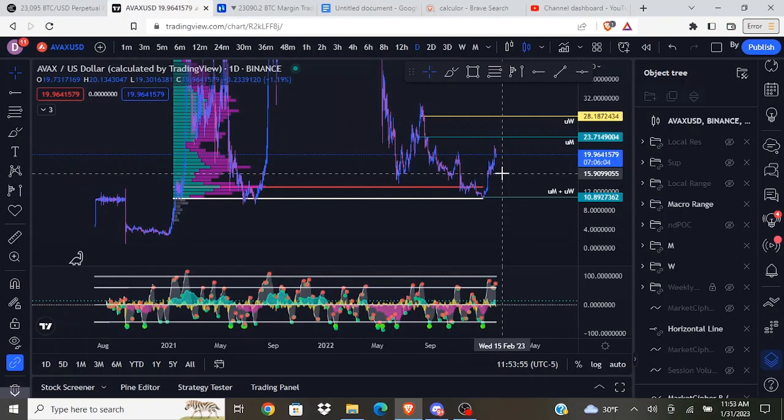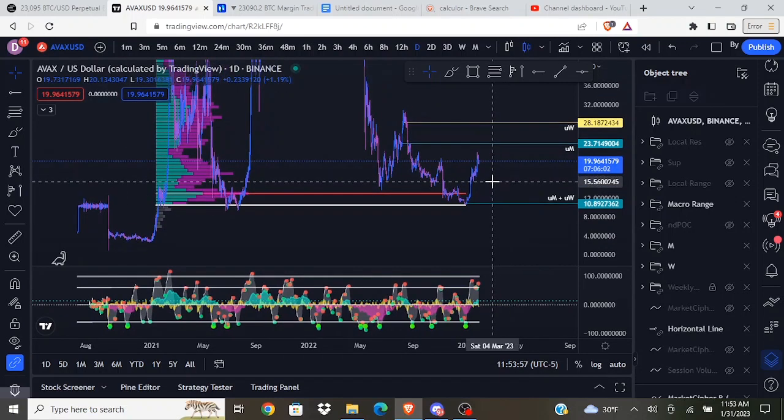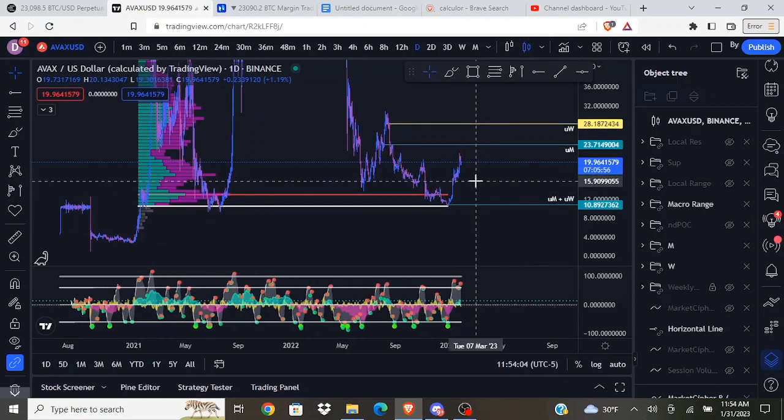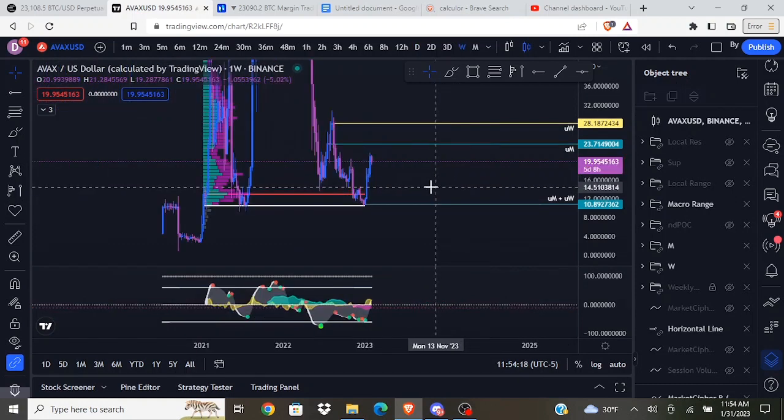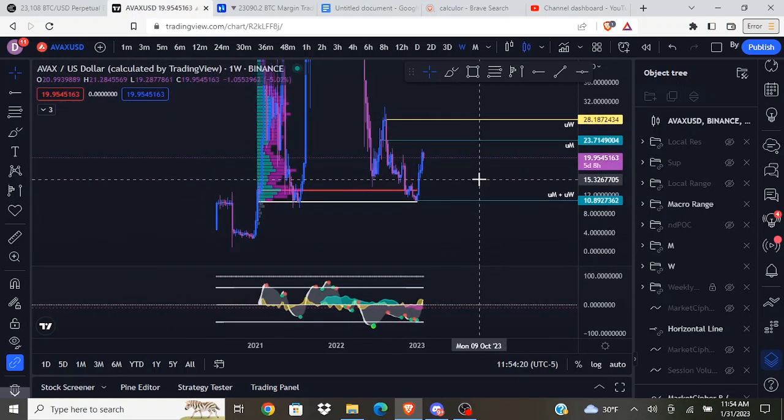Alright, today I'm going to be taking a look at AVAX. I'm going to be looking at Market Cipher and then going through doing some TA and marking out some key levels. So first, let's just go over Market Cipher quick.